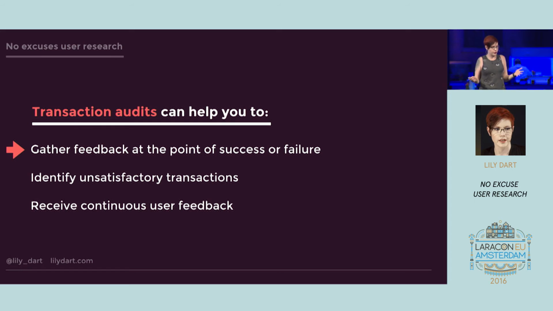So transaction audits can help you to gather feedback at the point of success or failure, helping us to understand if we're really fulfilling a need at the point at which a user tries to meet it. They can help us to identify unsatisfactory transactions, and we can leave them up for this purpose so we can see how our feedback changes over time. And we can receive continuous user feedback, which will help us to do things like understand how our user behavior or needs or reactions to our services do change over time, over multiple implementations, when bugs occur, when bugs don't occur, when we haven't updated our system in 5 years. So it's useful long-term feedback to see how that changes over time.